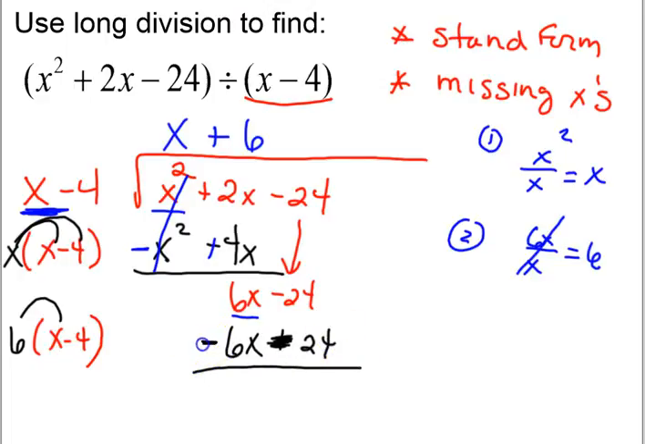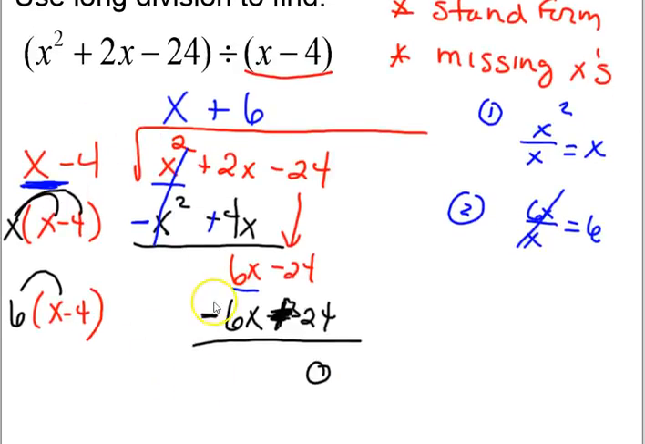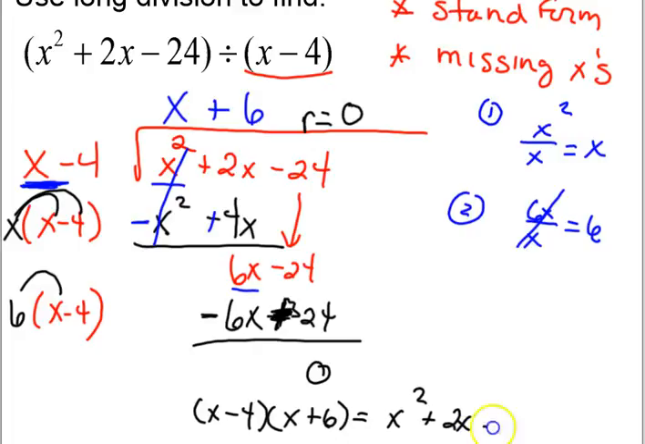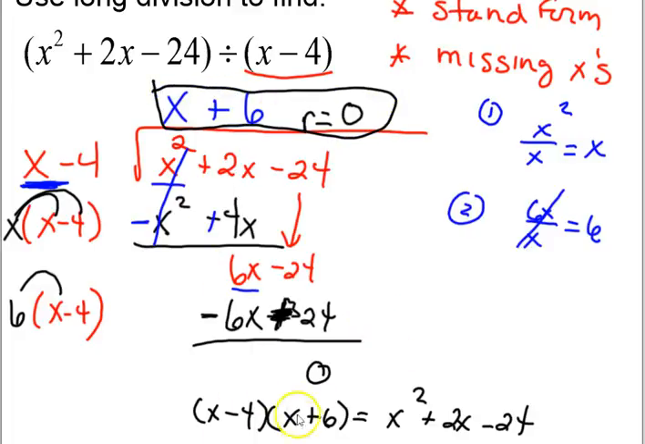Now I'm going to subtract. When I subtract, I change all the signs. That becomes a negative, that becomes a positive, so I get 0. So this is the deal. I can say, remainder 0, that x minus 4 times x plus 6 equals x squared plus 2x minus 24. So when I ask you to divide using long division, you're going to use this process, and our answer is going to be x plus 6, remainder 0, and this is really what this means.